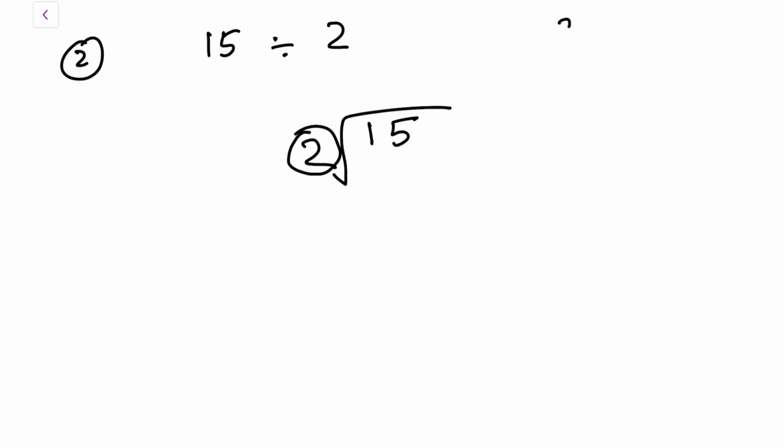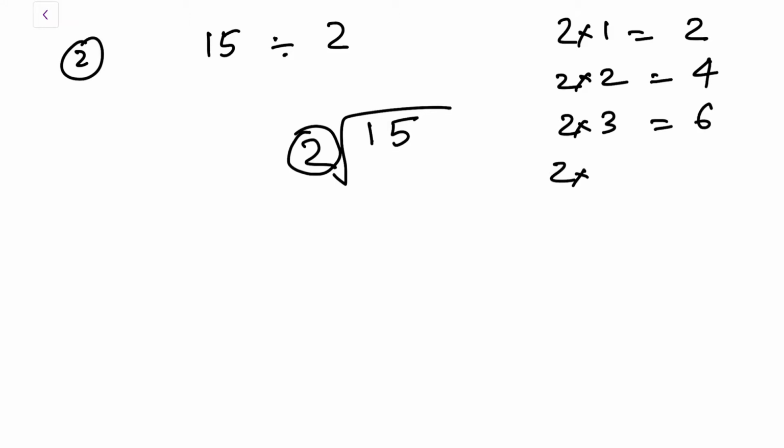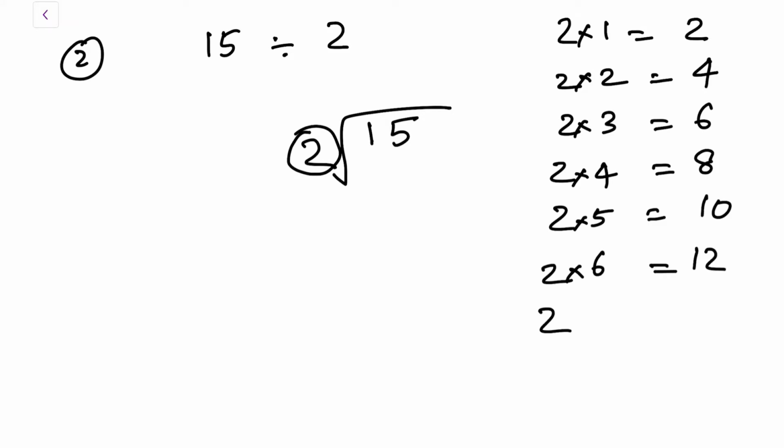Come on, let's write the table of 2. 2 into 1 is 2. 2 into 2 is 4. 2 into 3 is 6. 2 into 4 is 8. 2 into 5 is 10. 2 into 6 is 12. 2 into 7 is 14. We're getting close. 2 into 8 is 16, right?